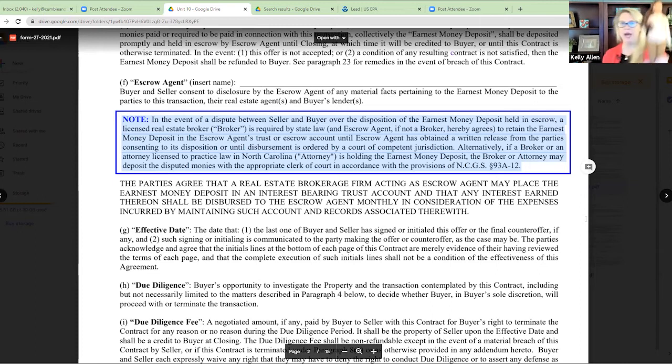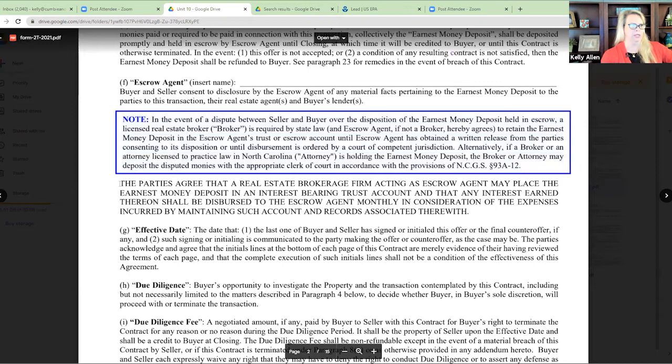So if the buyer busts into the listing firm's office demanding their checks back, that listing firm is required to give those back to the buyer. Buyer is the boss. All right. Oof. Very good. Can you imagine if that happened? Oh my goodness. All right. That's the rule. Okay. Let's keep going.